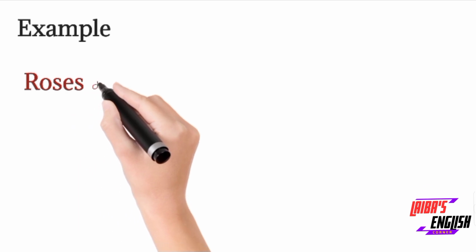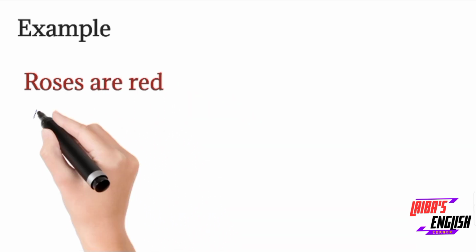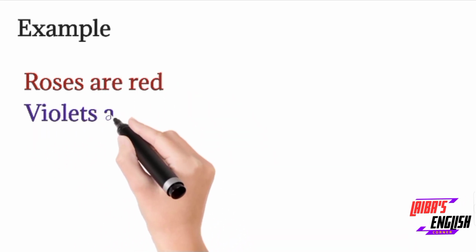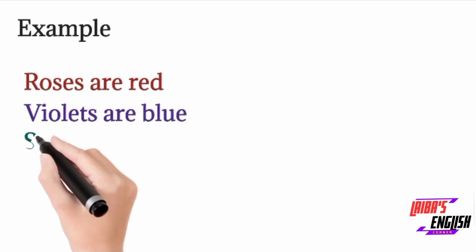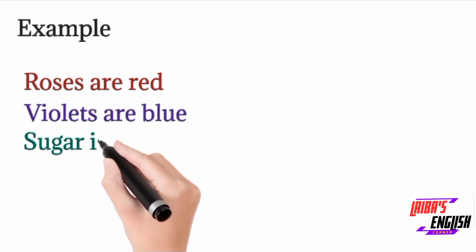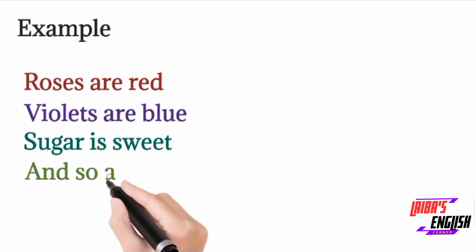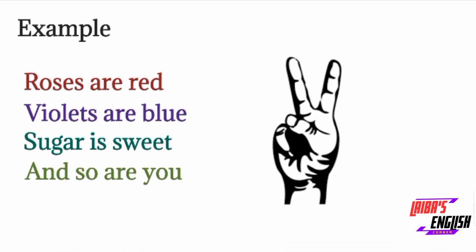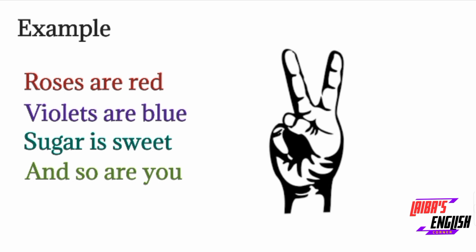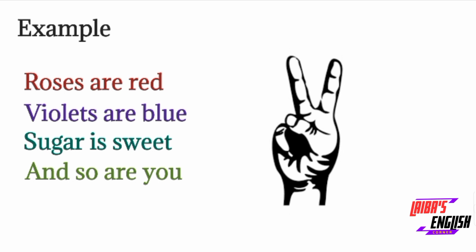Example is: roses are red, violets are blue. Sugar is sweet and so are you. So in these lines there is a rhyming scheme. So this was an interesting example of rhyming scheme. I hope you are clear with the concept of rhyming scheme, when we have similar words or similar sounds in it.